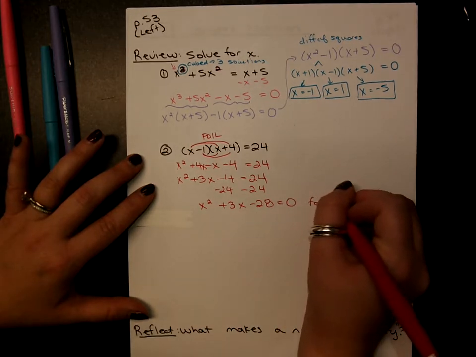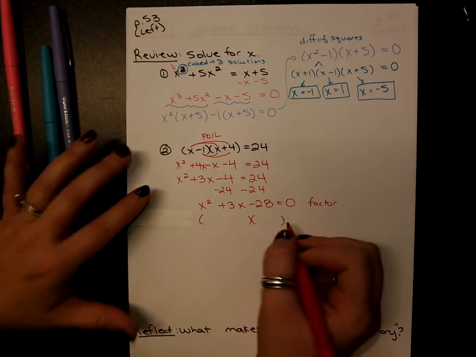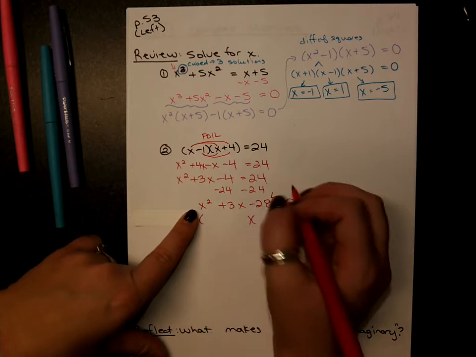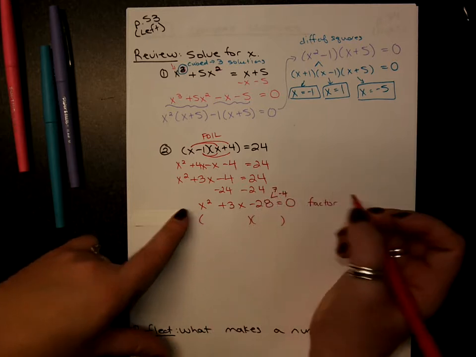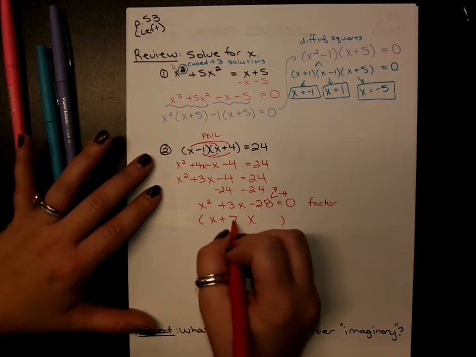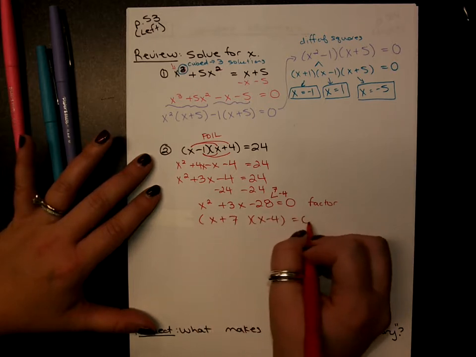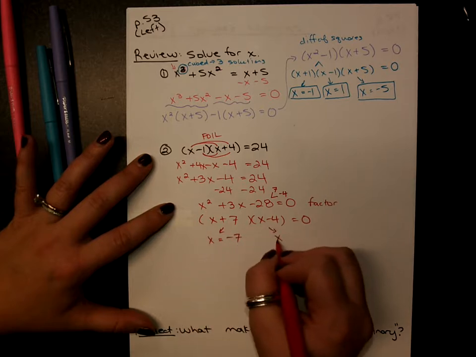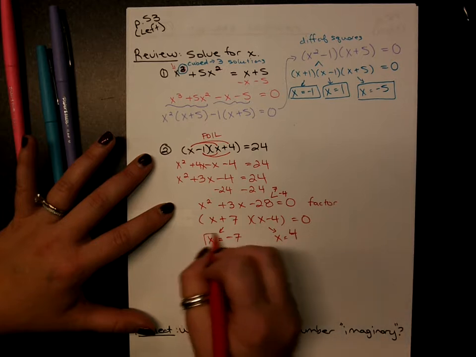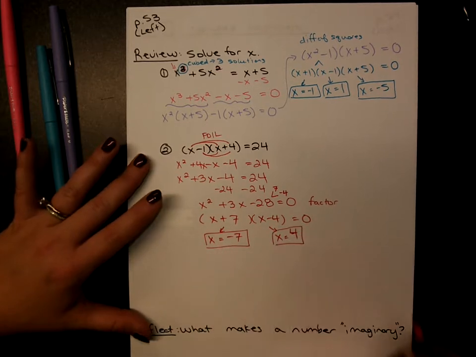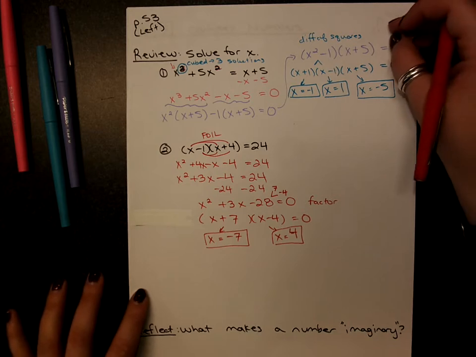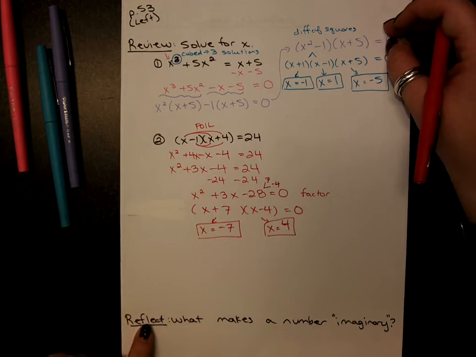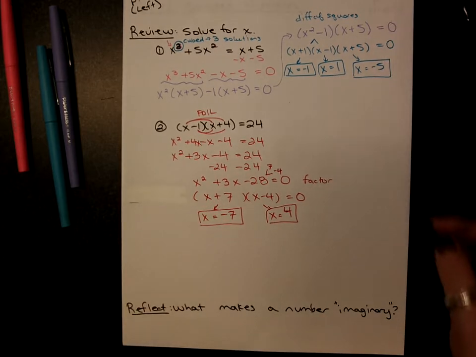Now we can factor. It's easy to factor because the leading coefficient is 1. We need 2 numbers that multiply to negative 28 and add to positive 3. And that would be positive 7 and negative 4. So we have x plus 7 and x minus 4 equals 0. And from there we can get our solutions. x equals negative 7, x equals positive 4. Now you can pause this video and watch that again if I went a little too fast. Otherwise, we're going to move on to the lesson. Make sure you write down the reflection question, what makes a number imaginary?